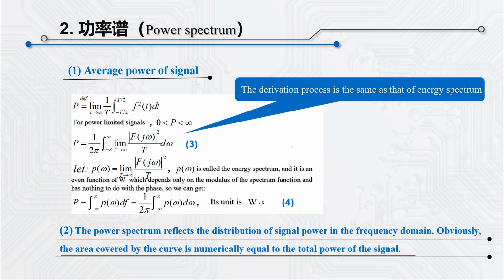The power spectrum reflects the distribution of signal power in frequency domain. Obviously, the area covered by the curve is geometrically equal to the total power of the signal. Its unit is watt per second.